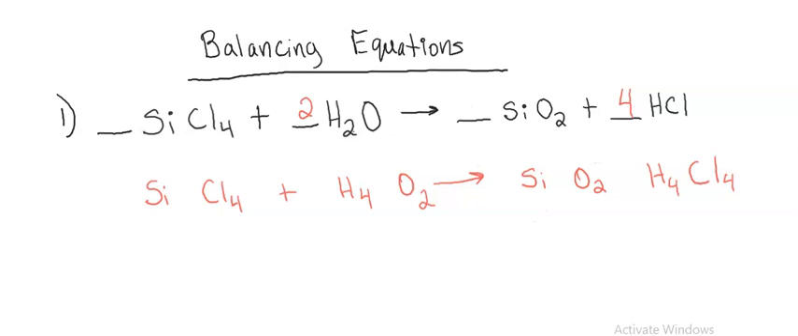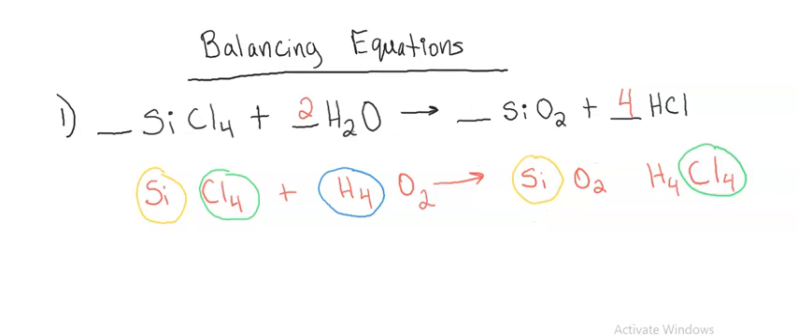So I'm going to check. Silicon, 1 each, good. Chlorine, there's 4 here, and 4 here. Good. Let's try hydrogen. Hydrogen is 4, hydrogen is 4. All right. And oxygen, 2 each. So to complete this, I'll just put 1 in front of each here, indicating that there's only 1 there. So that's how I'll solve the first one.